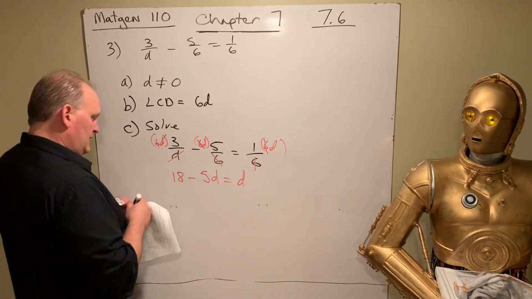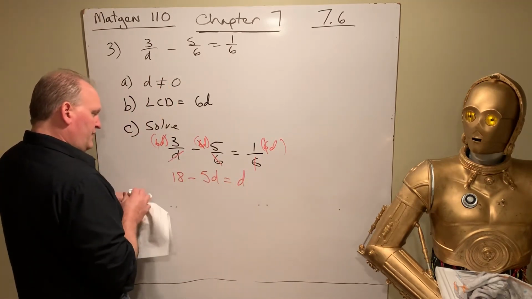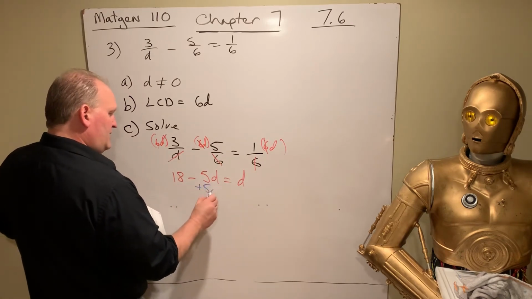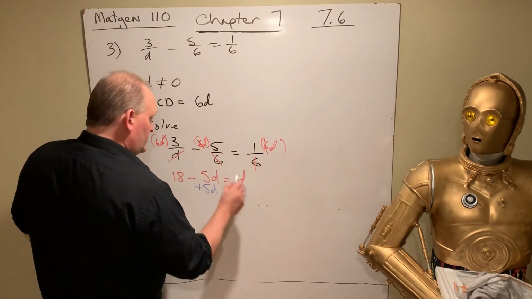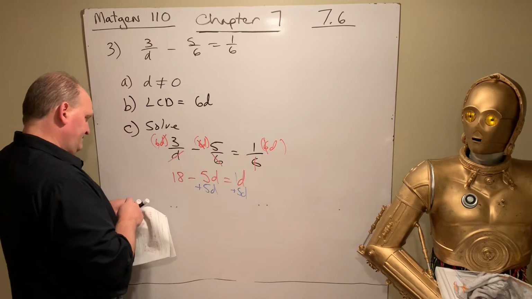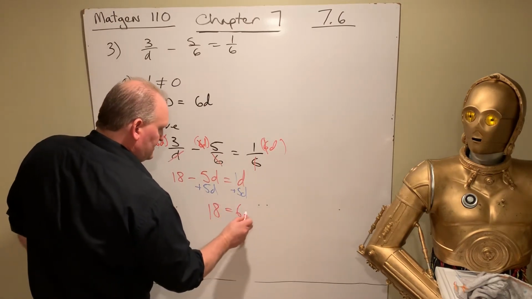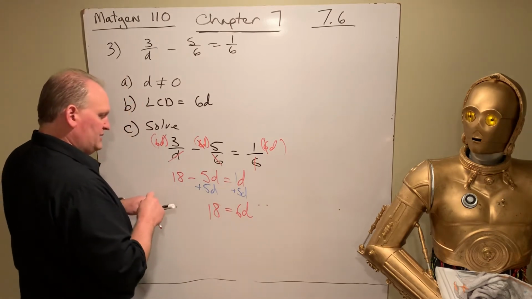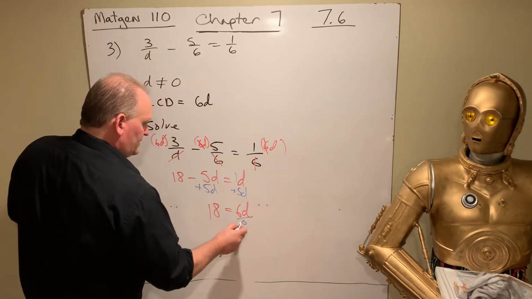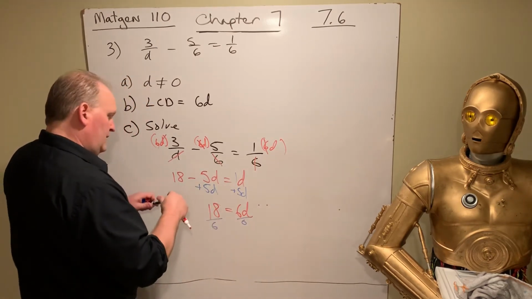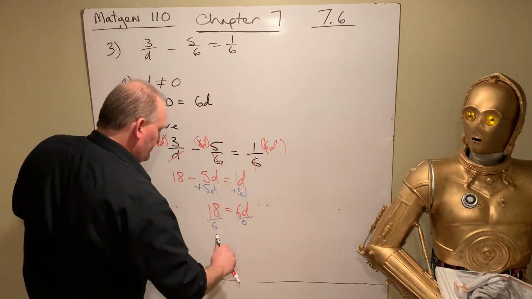And so let's isolate the variable. We'll get all the variables over to one side, plus 5d. Remember, there's a 1 there. So we got 18 is equal to 6d, and then divide both sides by 6. And there's our answer. 3 is equal to d.